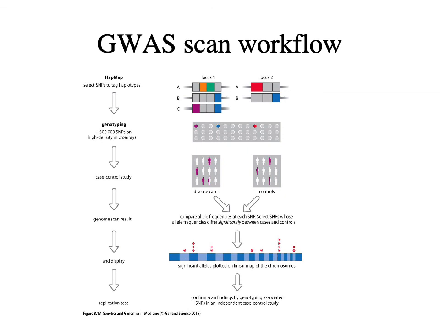The tagged SNPs are then genotyped in disease cases and controls using microarrays, and the allele frequencies for each SNP are compared between the 2 groups. SNPs associated with disease at an appropriate statistical threshold are genotyped in a second independent sample of cases and controls to establish which of the associations from the primary scan are robust.